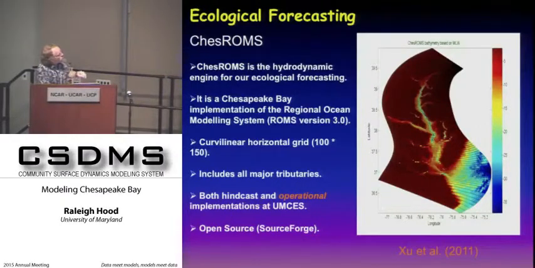We actually have operational implementations, that is a model that's run every day, and every day provides a nowcast and a short-term forecast. We run it at my laboratory at the University of Maryland Center for Environmental Science, and it's also being run with a different name at NOAA. It's called CBOFS, the CBOFS model, okay? And this is also open source. It's available through systems, but also through SourceForge. So this is the engine. This is how we generate the three-dimensional temperature and salinity fields, and also we have an embedded biogeochemical model, so we can nowcast and forecast biogeochemical fields.